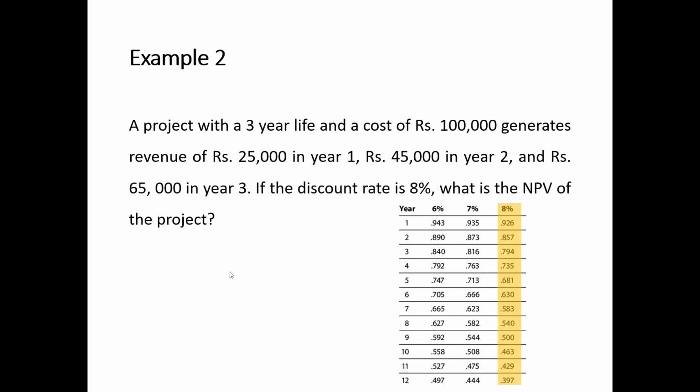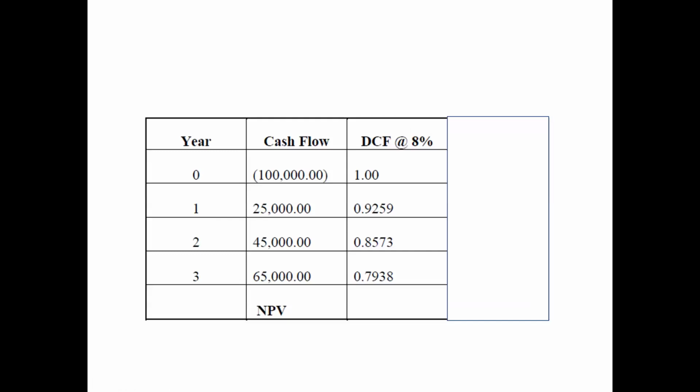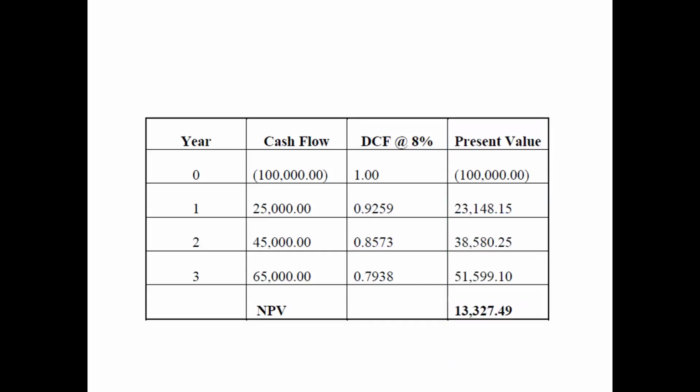Now let's calculate. Here, the cash flows, I have put into a table with the discount factor. Now what we are going to do is calculate the present value. When we get the total or the summation of the present value, we are getting an NPV of 13,327 and 49 cents. So this is a positive figure.